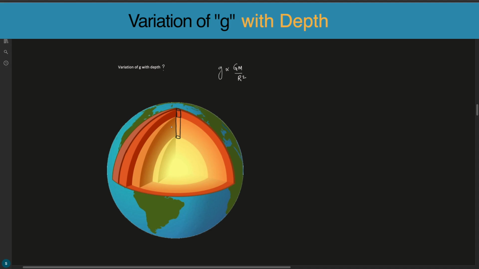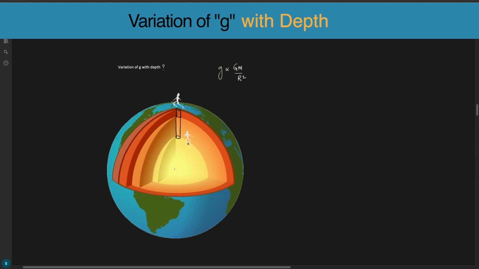In this case the mass is changing. When you are at the surface of the earth, let's say you are walking or running, you have all the mass of the earth. But when you come down here, let's say you are a mining person, you do not have the entire mass of the earth which is responsible for your weight, or which is attracting you towards its core. So the mass has decreased.